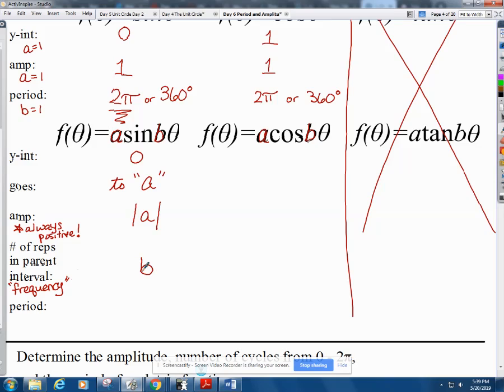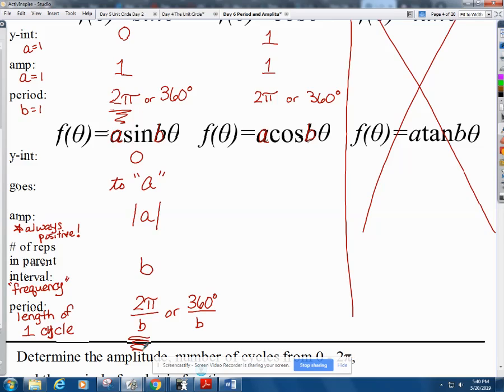And the period, we said, is the length of one cycle. So it's the end of the first curve if you have multiple curves. So the length of one cycle for the parent function is 2 pi. But for any other function, it's 2 pi divided by b. Technically, it's also 360 degrees divided by b. But again, we're usually going to be looking at it in radians.